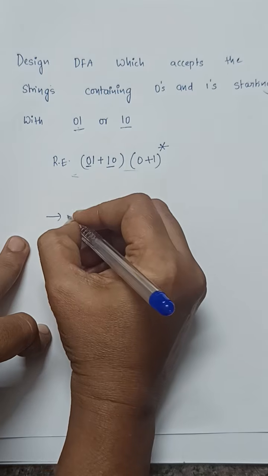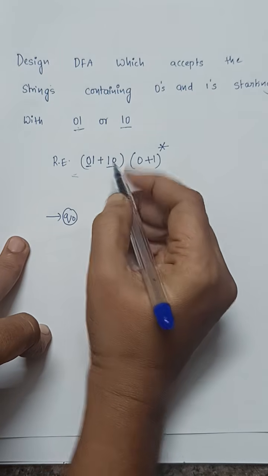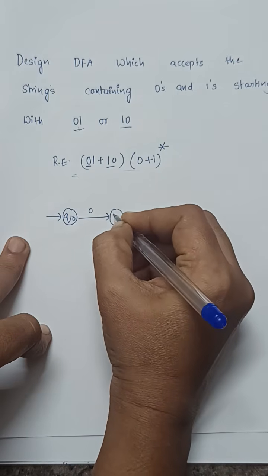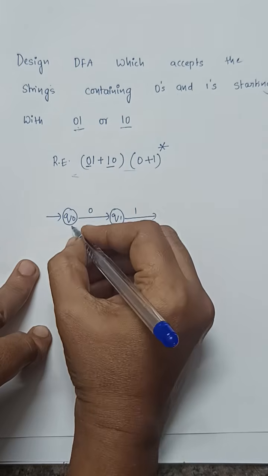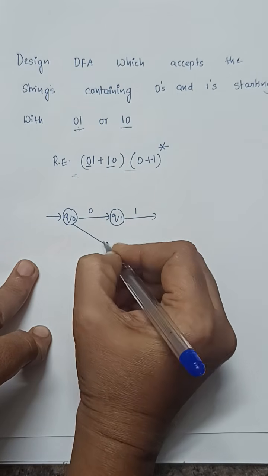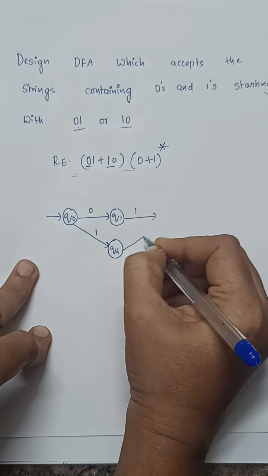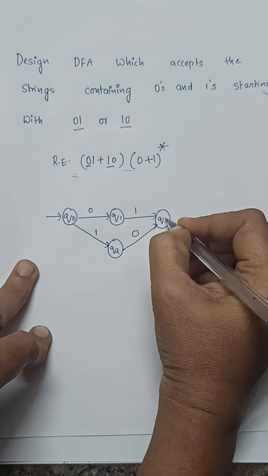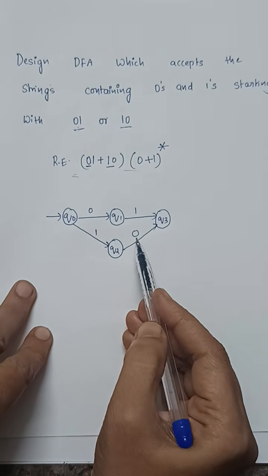So the starting symbol should be either 01 or 10. We will try to design for 0 1, 0 1. Or it can be 10 also. So we will write 1, we'll take it as Q2, 1 0. Let this state be Q3. So it should be either 01 or 10.